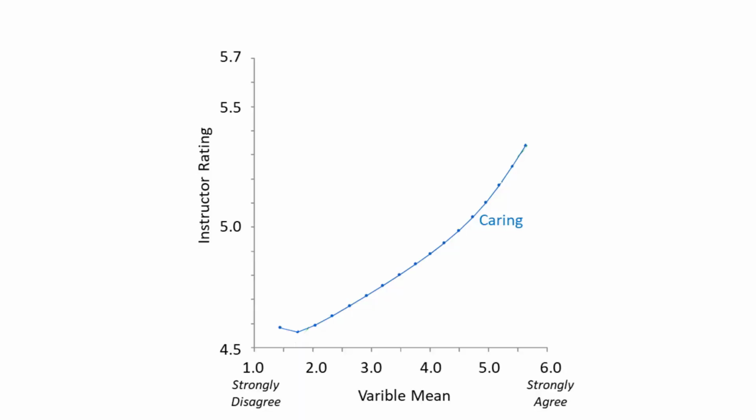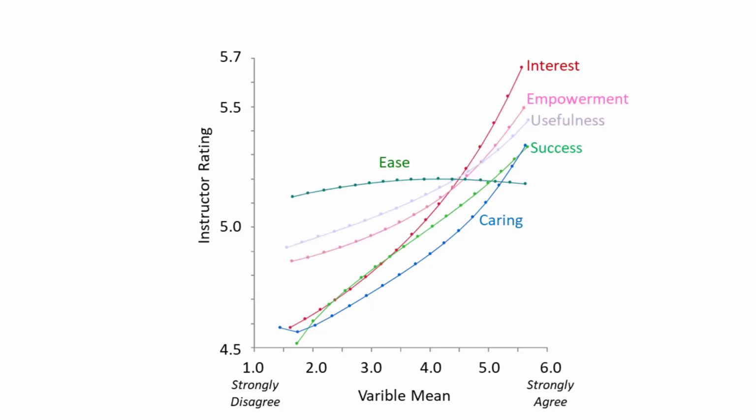Using the simulator, we plotted the instructor ratings for each different value of caring, and we got a nonlinear relationship that looks like this. This shows us that the increase in instructor rating is greater for every unit increase in caring at the upper end of the caring scale. When we plot all of the lines, we get something that looks like this.